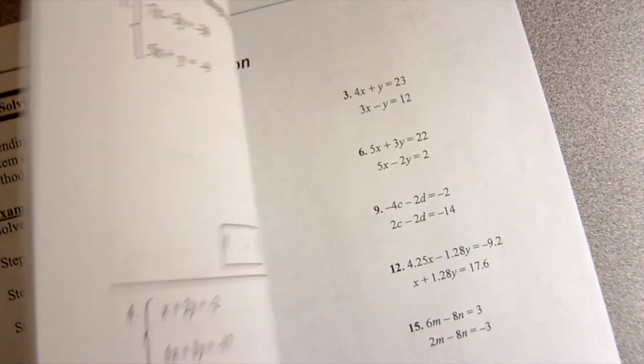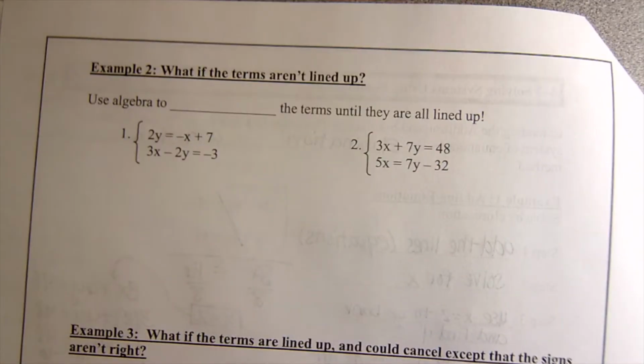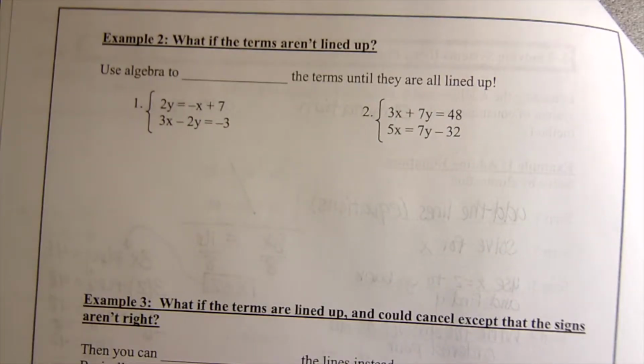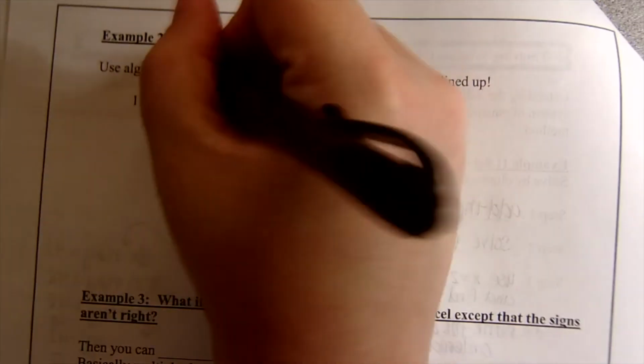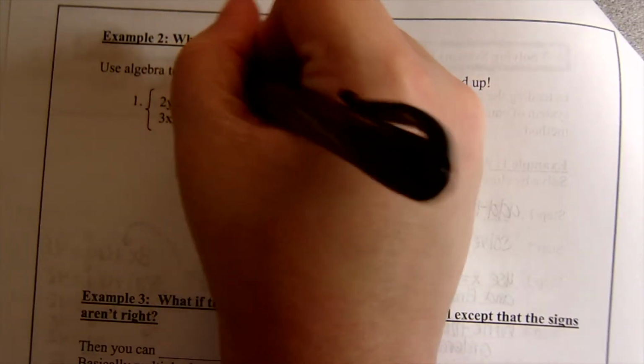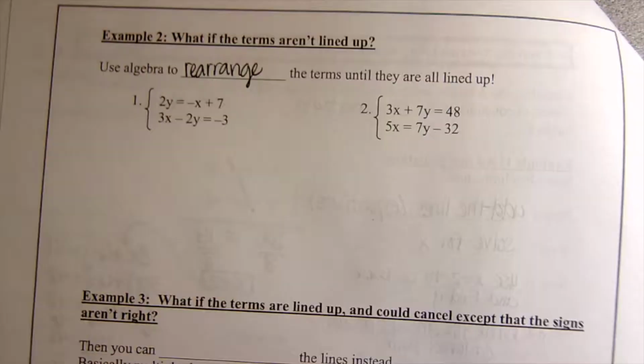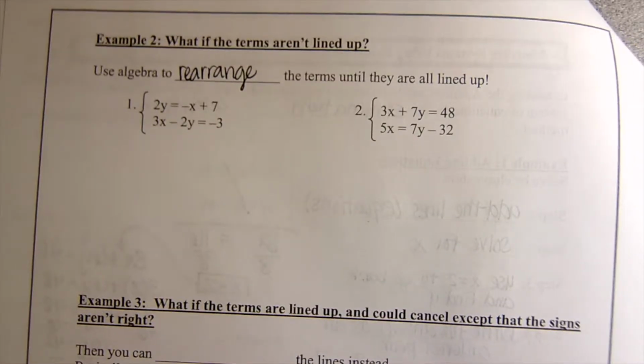Okay. So, obviously, those are very simple versions of this, and it's not always going to be that pretty. So example 2 says, what happens if the terms aren't lined up? We are going to use algebra to rearrange the terms until they are all lined up.